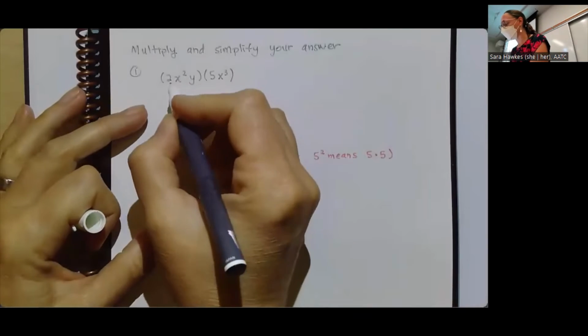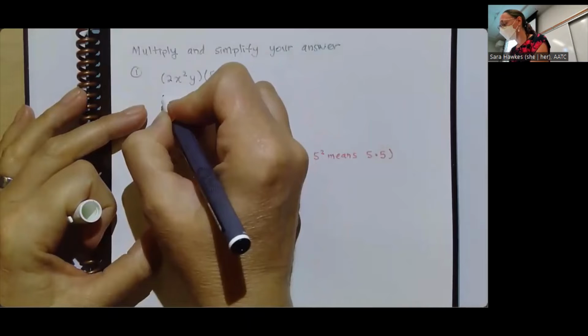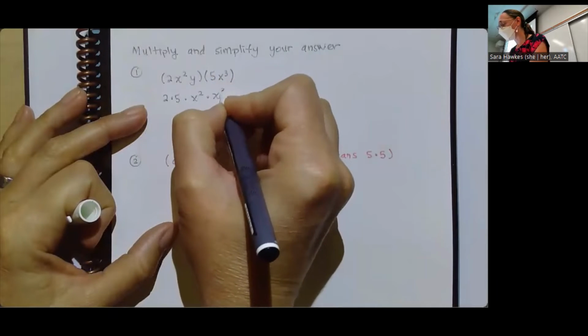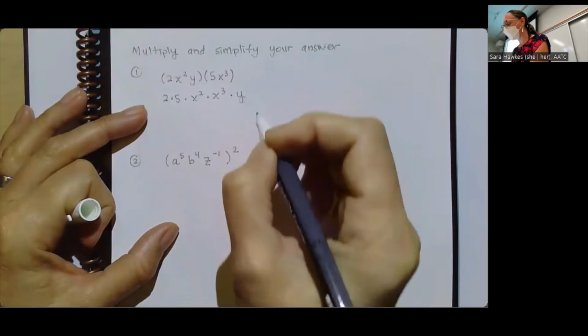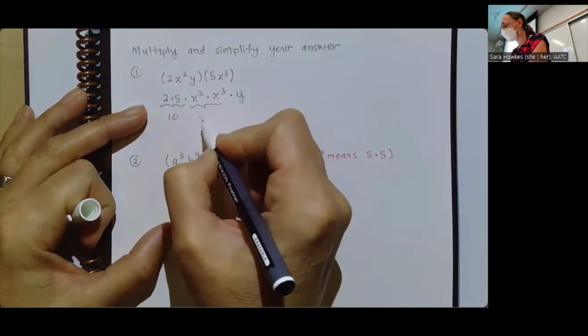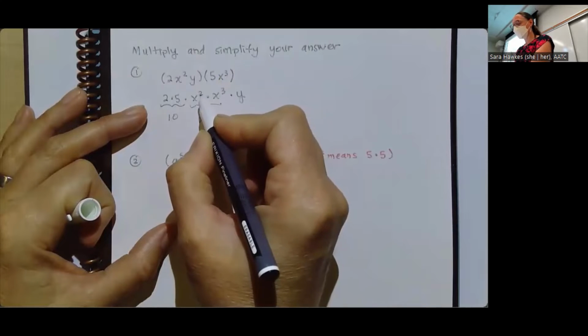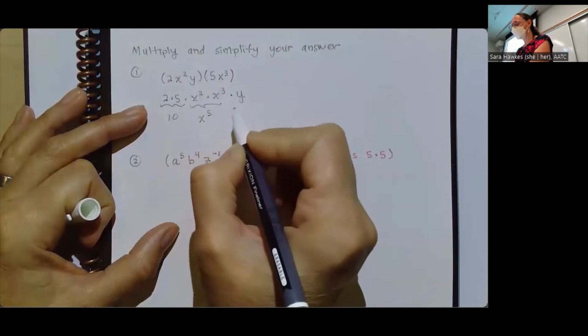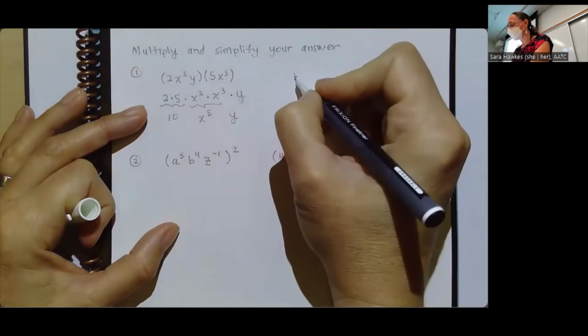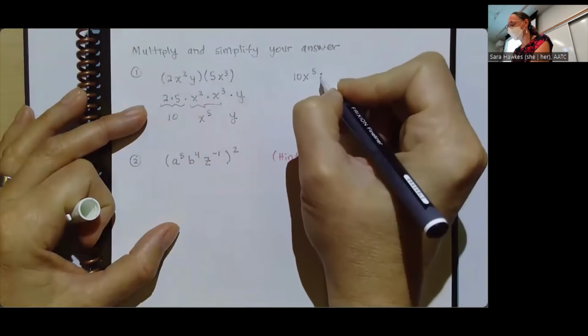I'm going to take a minute to rearrange these so that I've got 2 times 5 times x squared times x cubed, and then times y, so that my numbers get collected. My x's get to look collected. 2 plus 3 is going to give me a 5. Y is hanging out by itself. So my final answer would look like 10x to the 5th y.